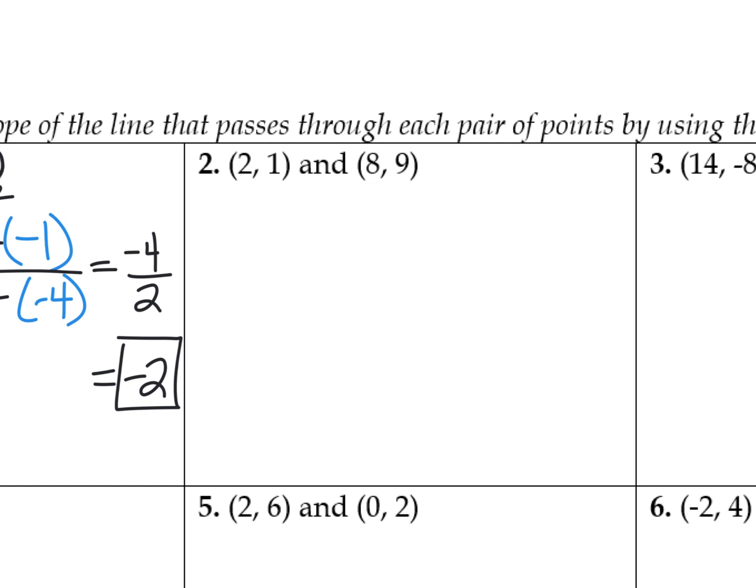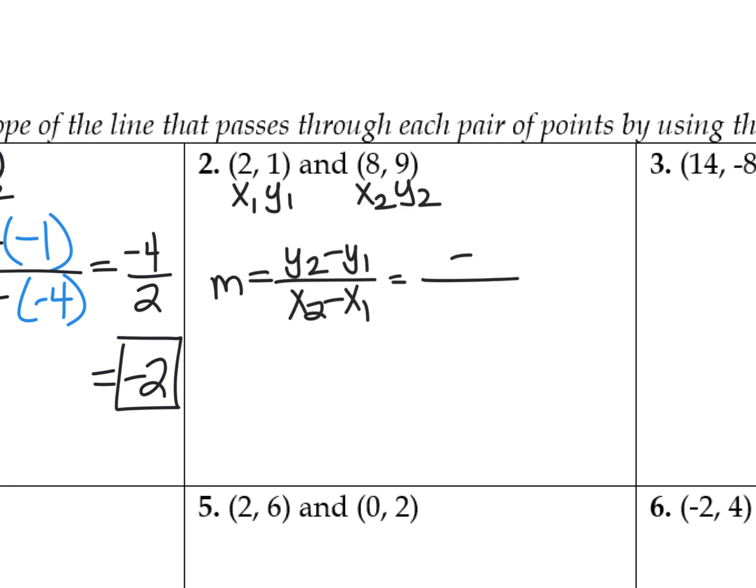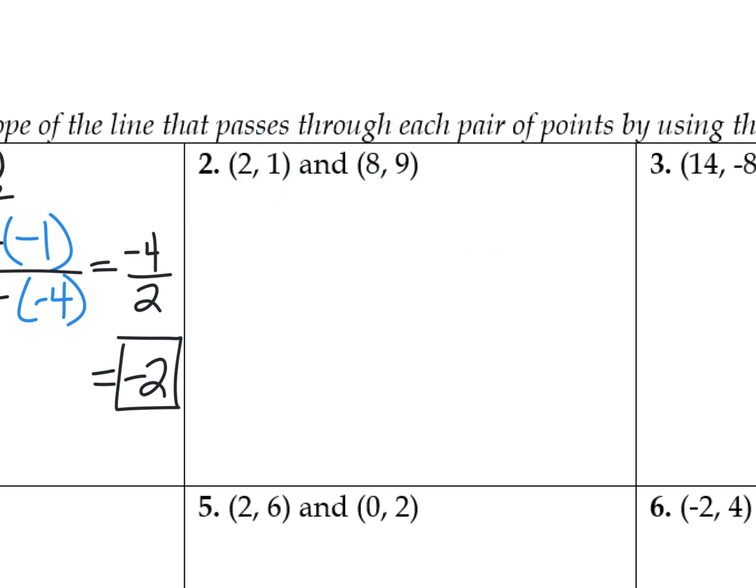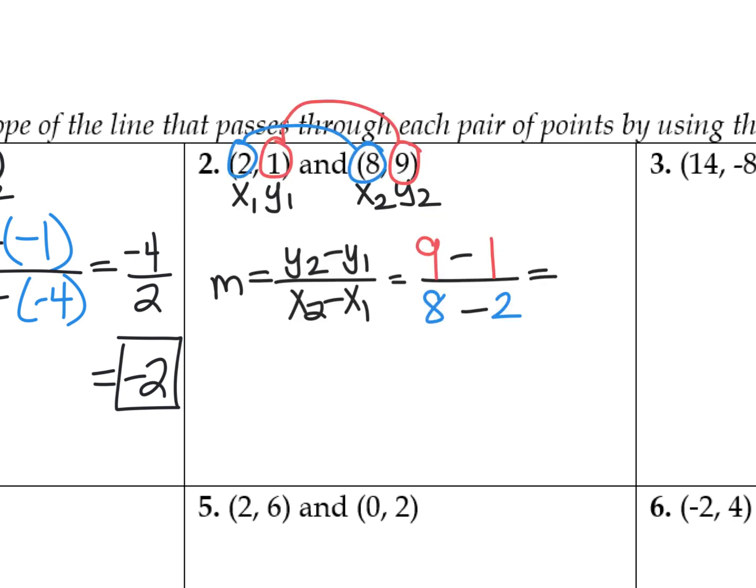All right, so then we fill it in. I'm going to subtract 2 numbers on top, subtract 2 numbers on the bottom. y2 minus y1, I've got 9 minus 1. And then on the bottom, x2 minus x1, I've got 8 minus 2. These were all positive numbers, which was nice. 9 minus 1 is 8. 8 divided by 2 is 6.